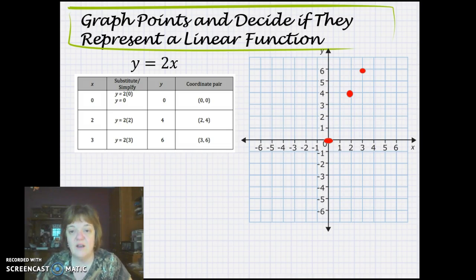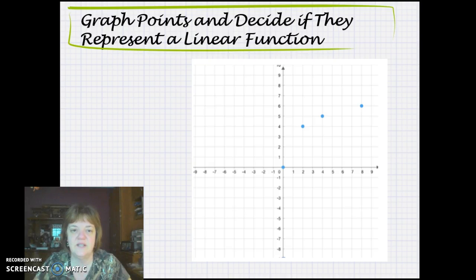Now, when we bring our line into it, take a good look as it comes on up, it connects the dots. If it didn't connect the dots, it wouldn't be a linear function. It might be a function, but not a linear one. Okay, easy stuff, not hard at all. Let's take a look at another example.